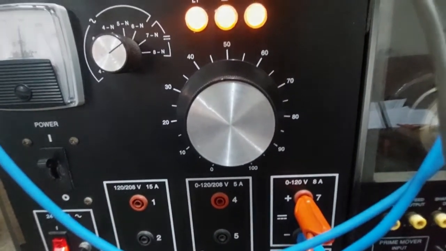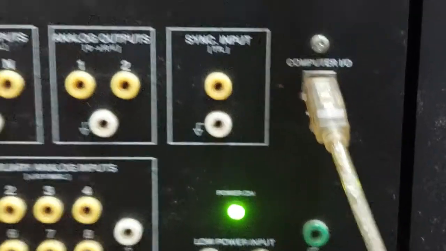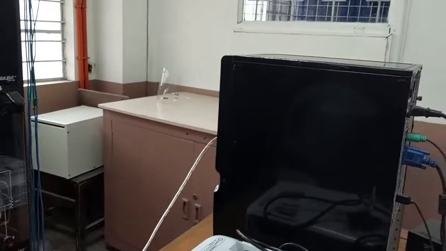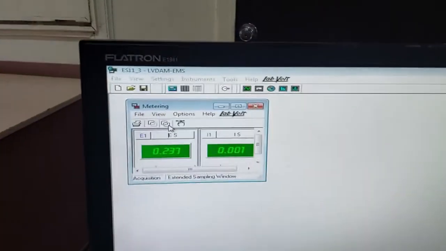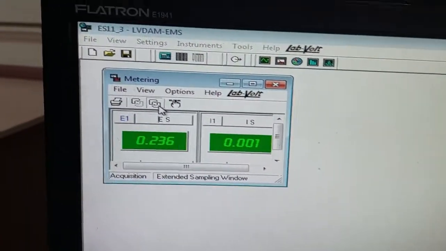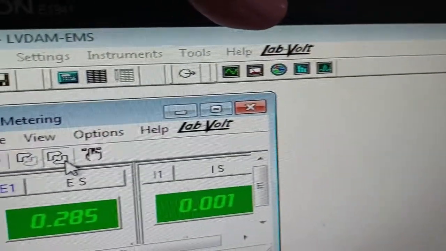Okay, as you can see, it is connected to our computer by our computer I/O, input output. So data acquisition pupunta sa ating computer, and our computer will measure the voltage and the current in the experiment. So hanggang 100% tayo. So let's try to measure this one. Okay, so hindi ko maabot yung knob.